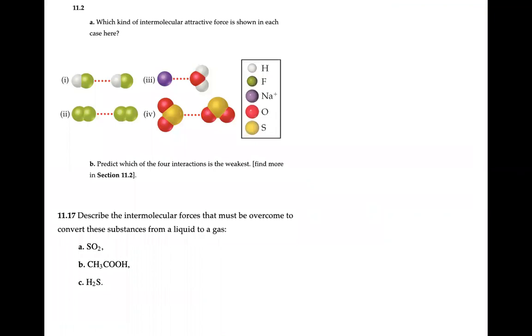So what I grabbed right here, I want to show with you some of the end of chapter problems just to show you the range of how these get asked. So notice this first one. What kind of intermolecular attractive force is present? This is asking what kind would be present. Same here with 1117. What intermolecular forces must be overcome? It's asking what intermolecular forces are present.